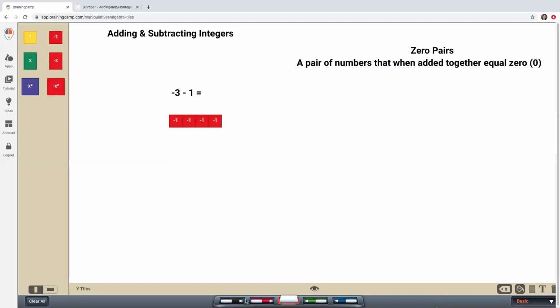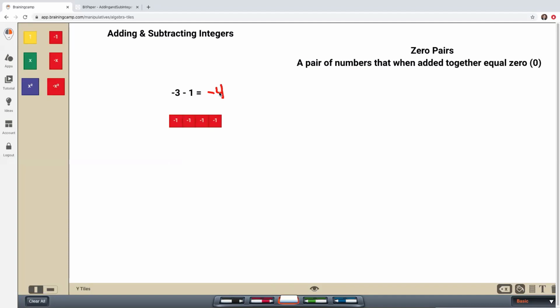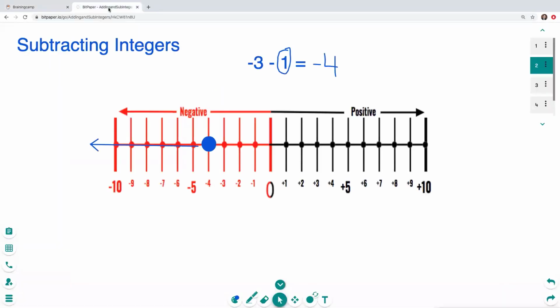-3 minus 1 is -4. And up here, this is what I got on the number line as well. Okay, so -3 minus 1 is -4. Now let me show you a second problem. I'll go back to the number line, and then I'll go back to the algebra tiles.